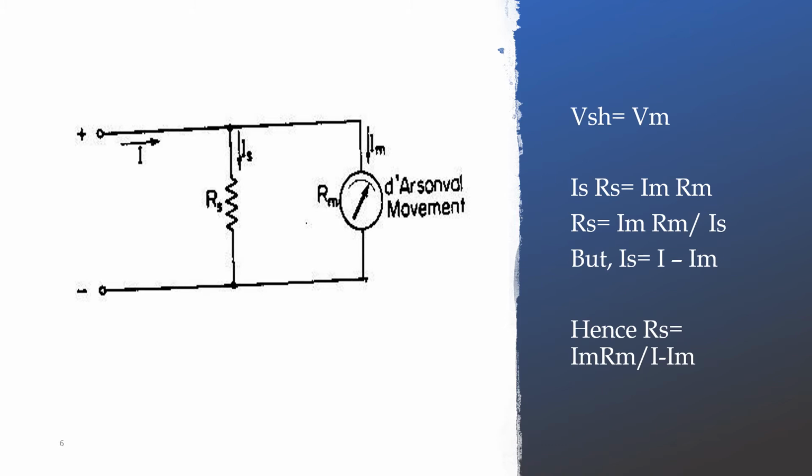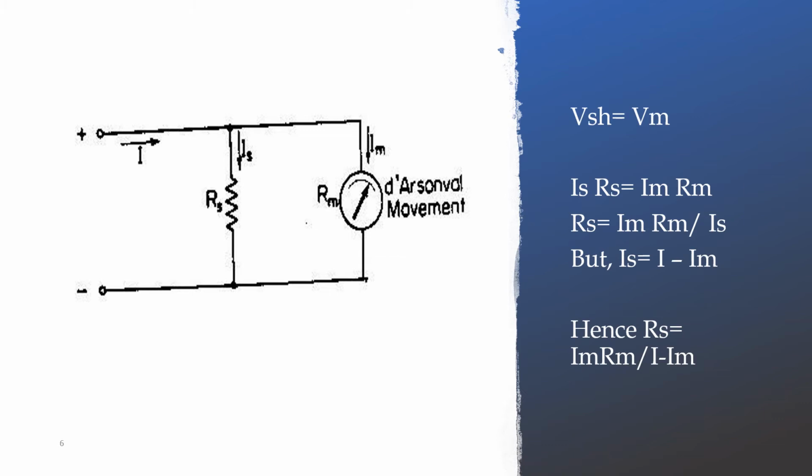This basic DC ammeter, as shown in the figure, has Rs, that is a shunt resistor connected in shunt with the D'Arsonval movement. So this basic DC ammeter has Rs whose value can be calculated as shown in this slide. Because the Rs is in shunt with the D'Arsonval movement, the voltage across the resistor and voltage across the meter both will be equal.